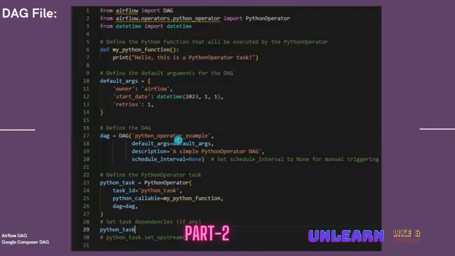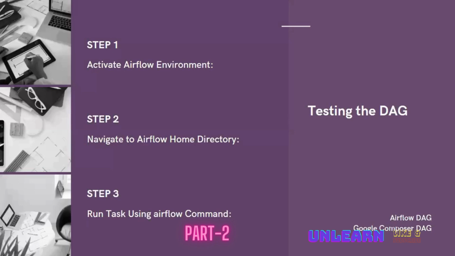But as this is a demo, I'm simply using this Python operator and calling this my_python_function. And this function only prints a message: Hello, this is a Python operator task. So that is what happens with this particular DAG. In the next step, in order to test this DAG, we need to follow these three steps.